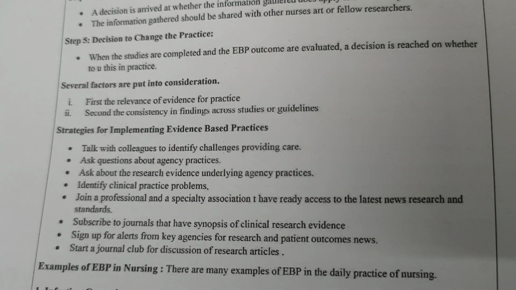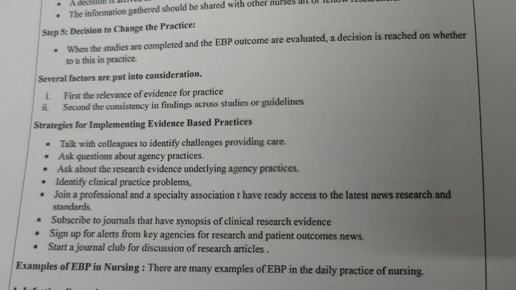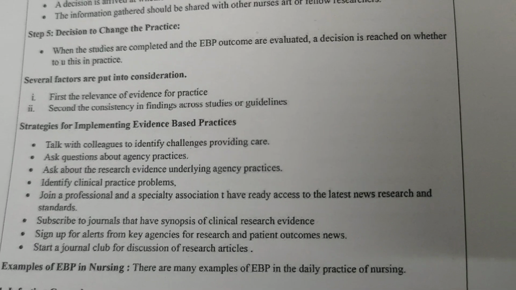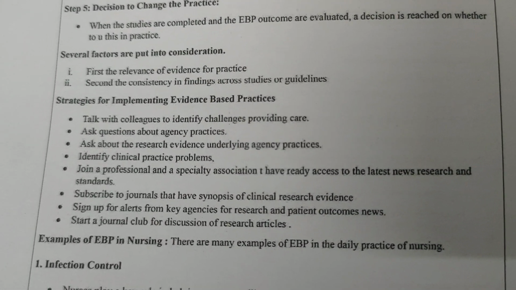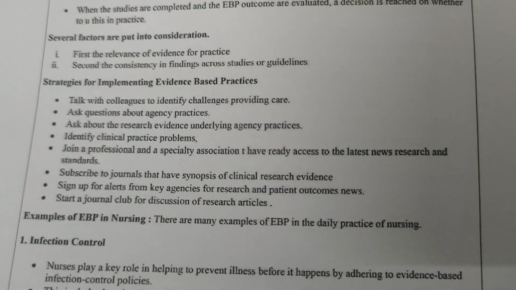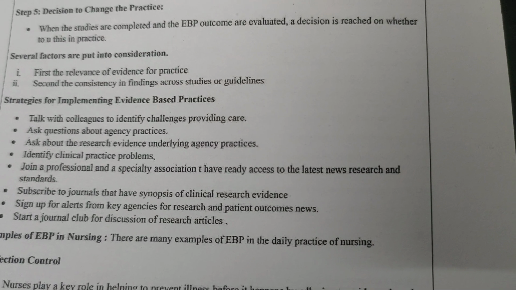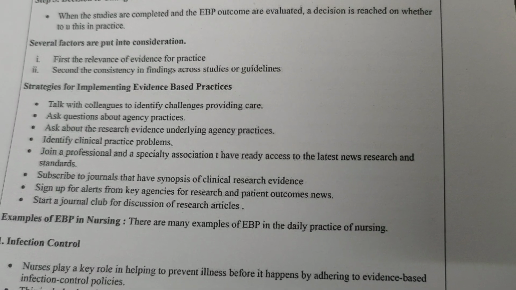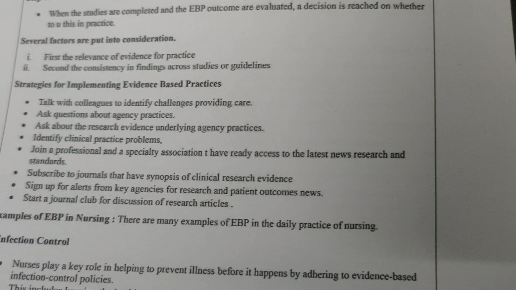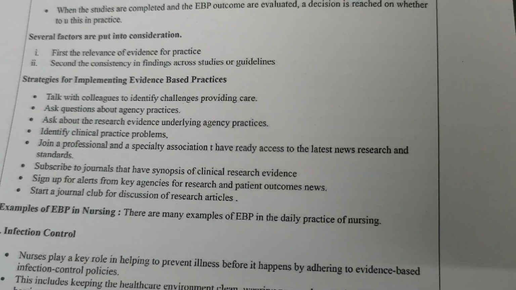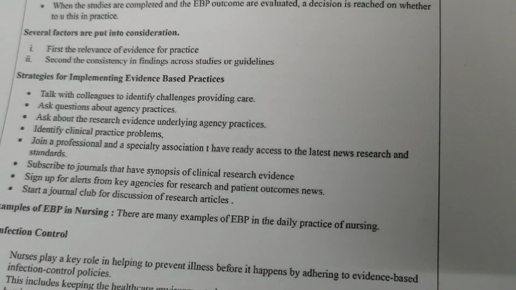Talk with the colleagues to identify challenges providing care, ask questions about agency practices, ask about the research evidence underlying agency practices, identify clinical practice problems, join a professional and specialty association to have ready access to the latest news, research, and standards. Then subscribe to journals that have synopsis of clinical research evidence. Then sign up for alerts from key agencies for research and patient outcome news. Start a journal club for discussion of research articles.